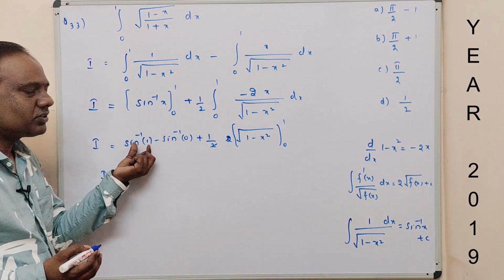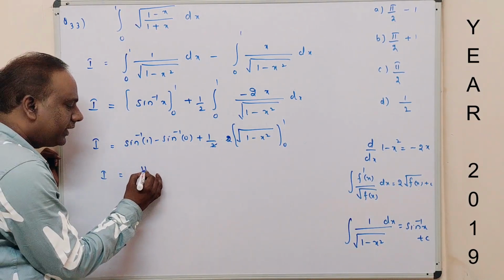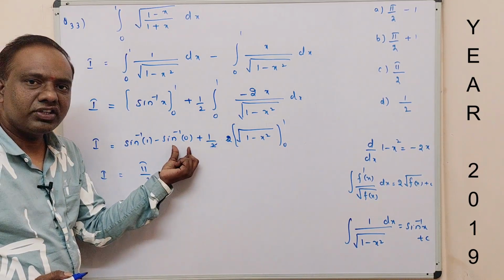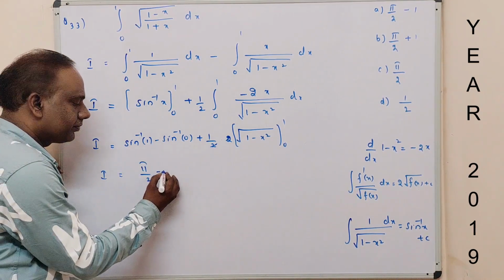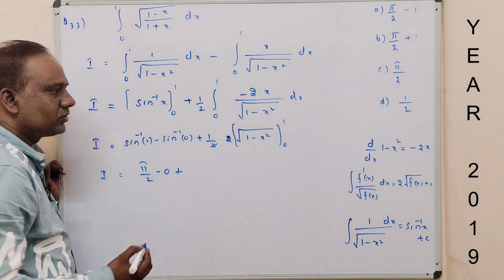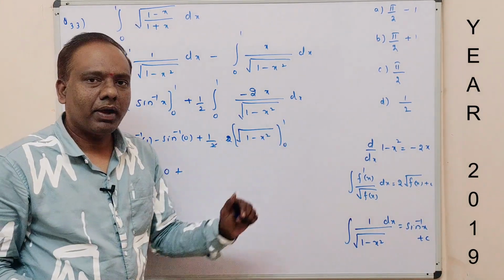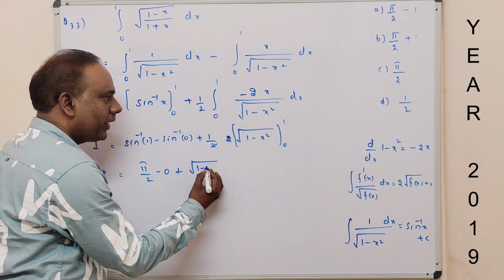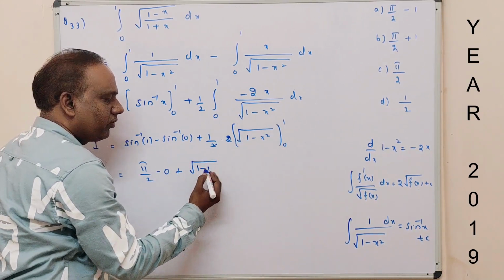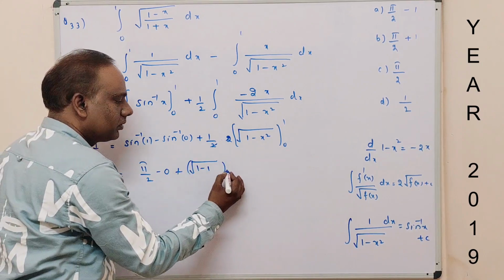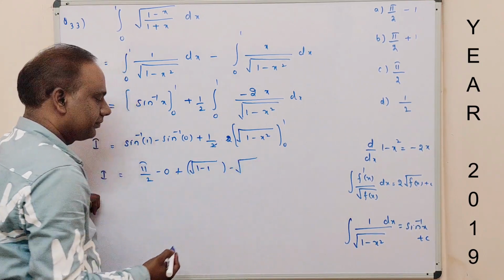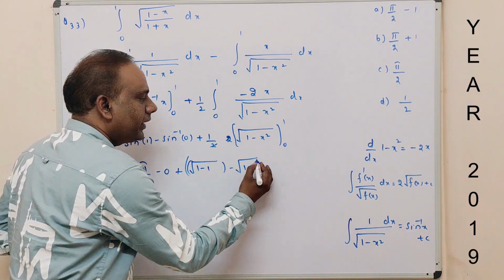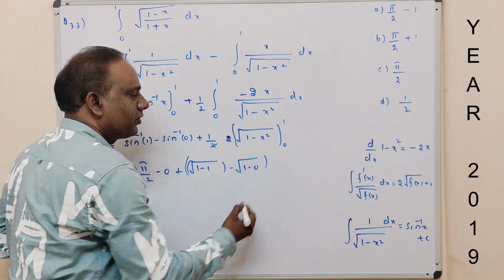It is sine inverse of 1. Sine inverse of 1 is 90 degrees, and sine inverse of 0 is 0. So here we can apply upper limit minus lower limit. So the upper limit is root of 1 minus 1 square, and the lower limit is root of 1 minus 0 square.